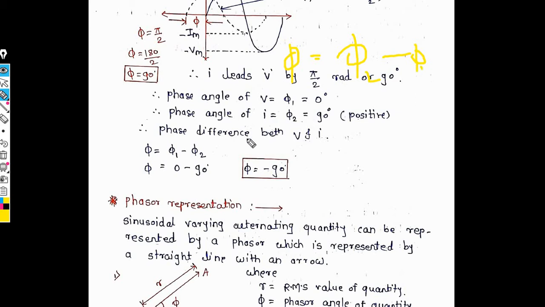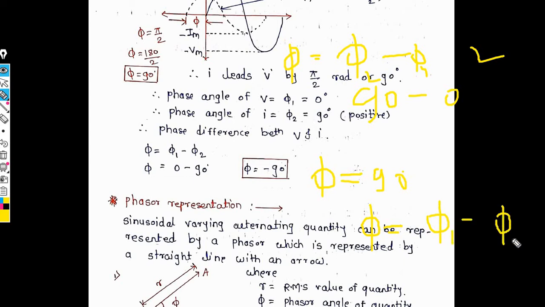Here the angle phi 2 is 90, and phi 1 is 0. Then the angle is phi equals 90 from this formula, phi 2 minus phi 1. Then we have considered phi equals phi 1 minus phi 2, and the angle obtained is minus 90.